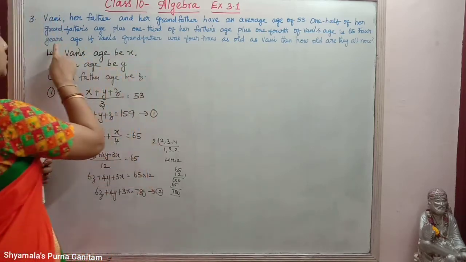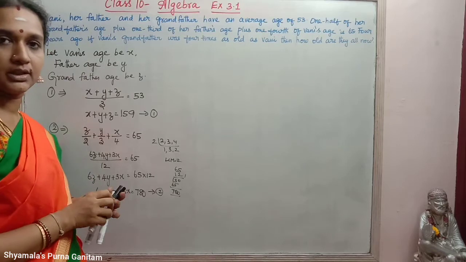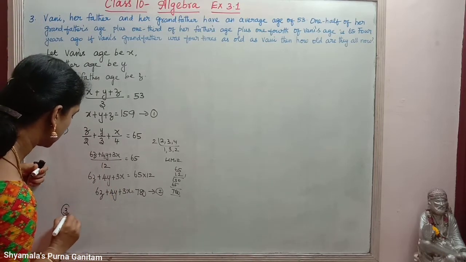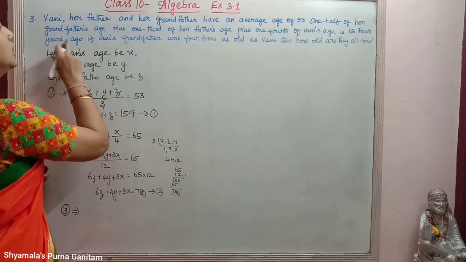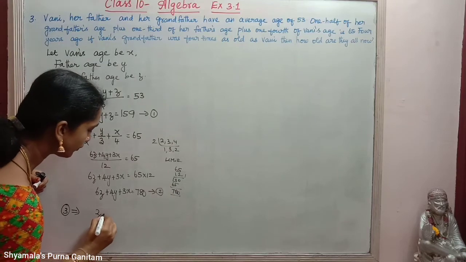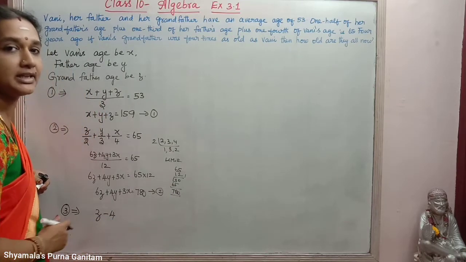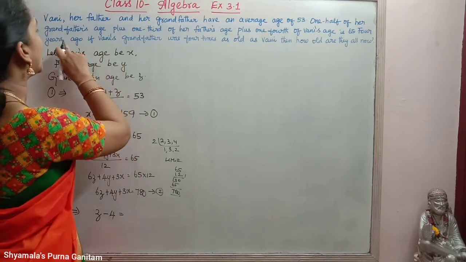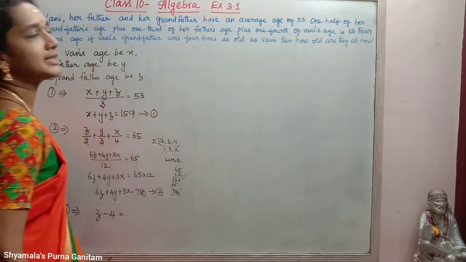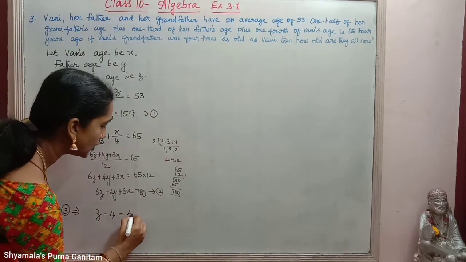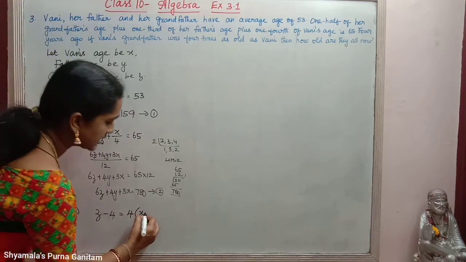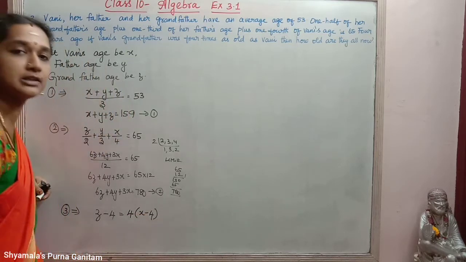Then the third one is 4 years ago. The third condition is 4 years ago, if Vani's grandfather, so grandfather is z, was 4 times as old as Vani. So 4 years ago, z minus 4 is equal to 4 times as old as Vani. Vani is x, so 4 years ago is x minus 4.